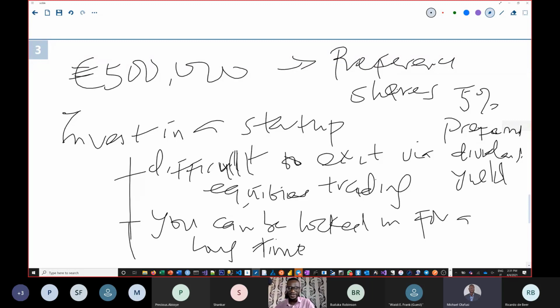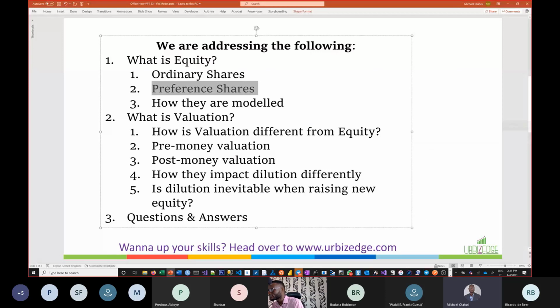So that's why with private equity, VC, PE firms, and angel investors, they like preference shares. It gives them some protection, and some way of getting back some of their money early on in the whole startup investment cycle. Okay, so clear?